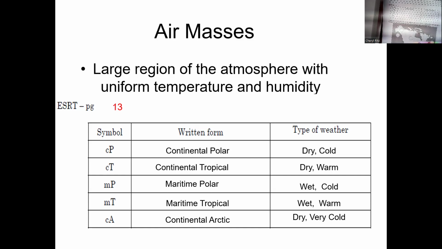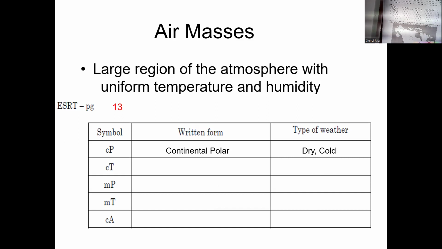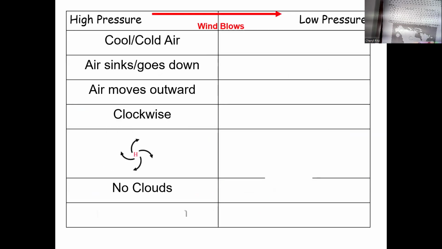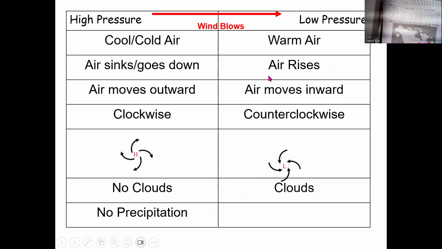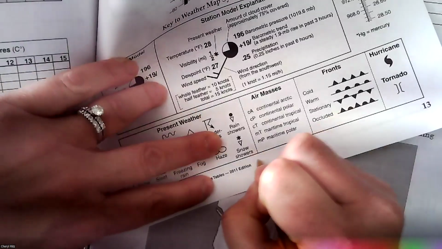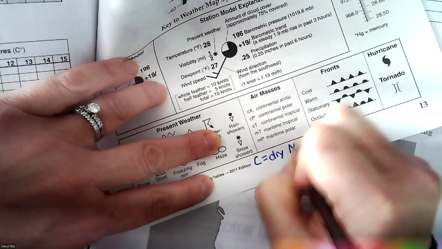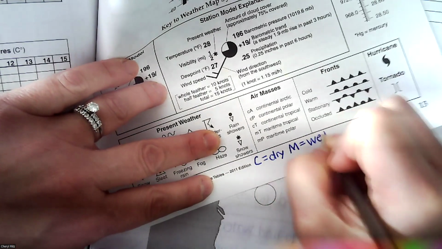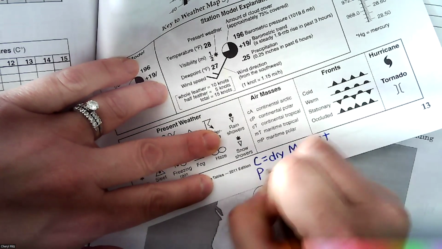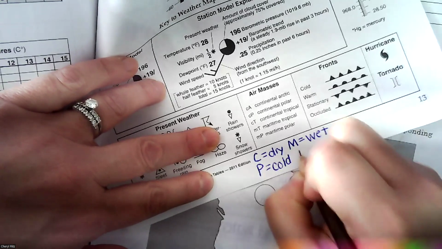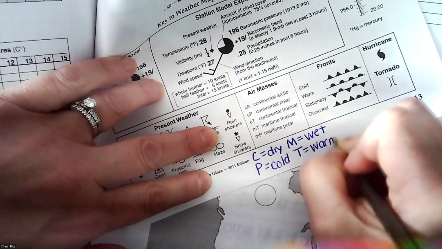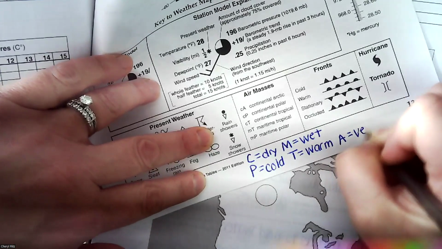Now, one thing you will have to know off the top of your head are these types of weather. One thing I could suggest to help you, actually, let's do it this way so that I can record it. In your reference table on page 13, I would add a little key that C stands for dry. M stands for wet. P stands for cold. T stands for warm. A equals very cold.